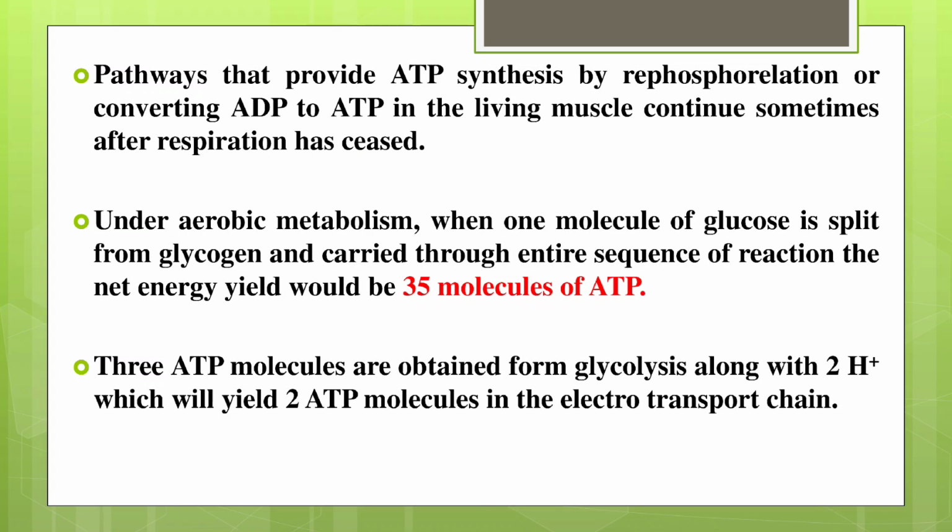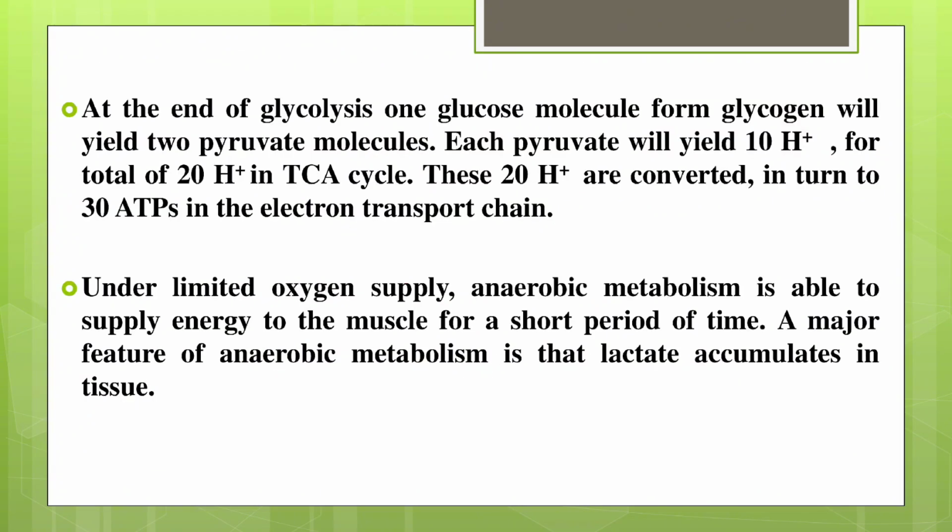3 ATP molecules are obtained from glycolysis along with 2H+, which will yield 2 ATP molecules in the electron transport chain. At the end of glycolysis, 1 glucose molecule from glycogen will yield 2 pyruvate molecules. Each pyruvate will yield 10H+, for a total of 20H+ in the TCA cycle. These 20H+ are converted, in turn, to 30 ATPs in the electron transport chain. Under limited oxygen supply, anaerobic metabolism is able to supply energy to the muscle for a short period of time. A major feature of anaerobic metabolism is that lactate accumulates in tissue.